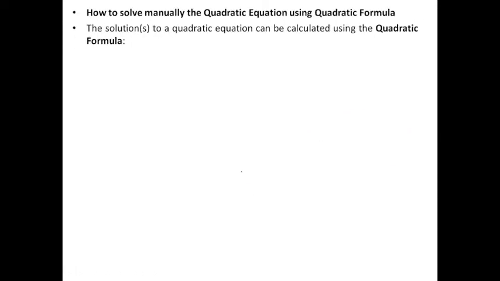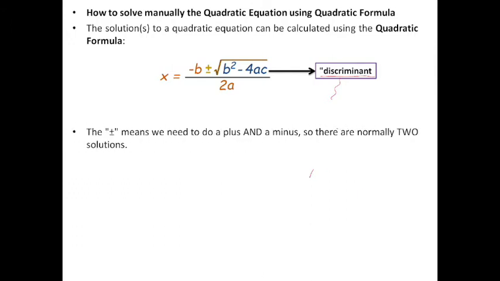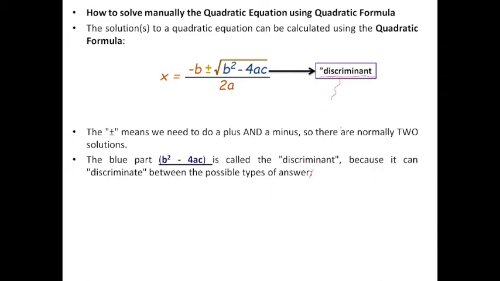Now, how do we solve a quadratic equation manually using the quadratic formula? The solutions to the quadratic equation can be calculated using the quadratic formula, that is x equal to minus b plus or minus under the root b square minus 4ac, divided by 2a. The discriminant value will tell us the nature of the roots. Depending upon the value of the discriminant, three types of roots are possible.